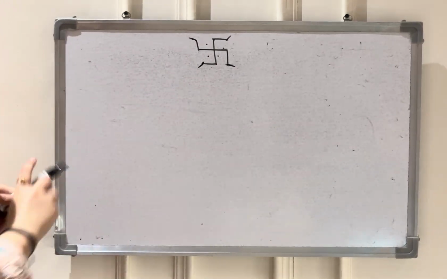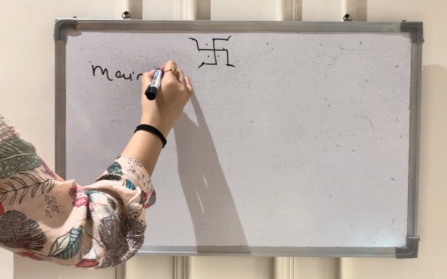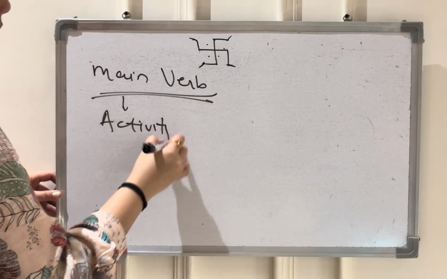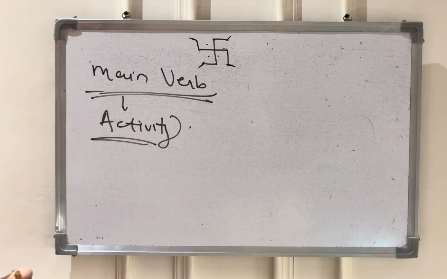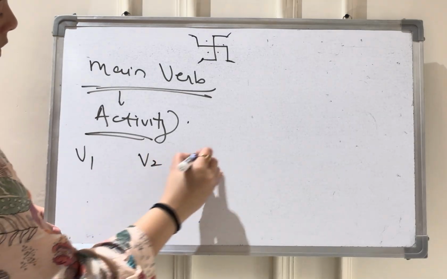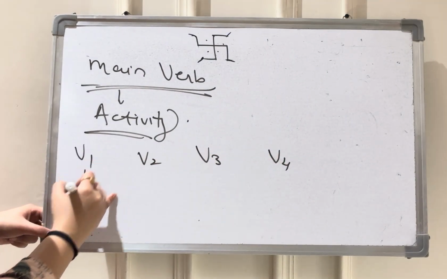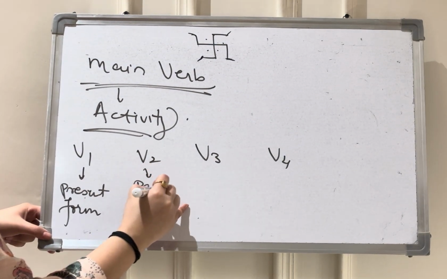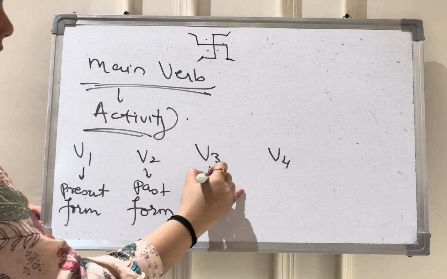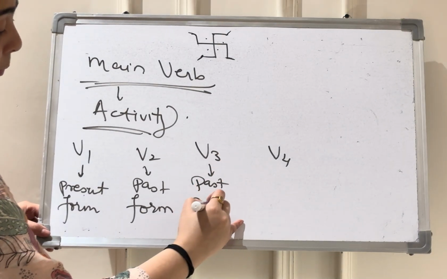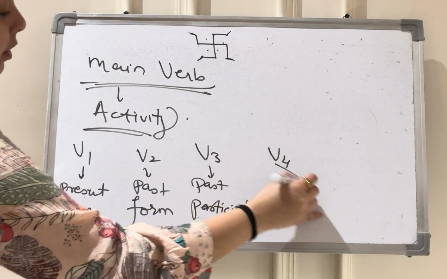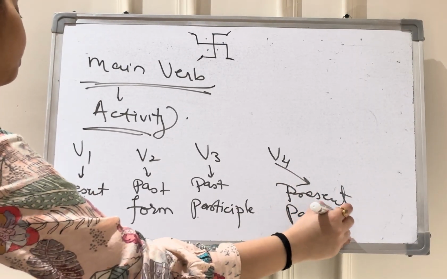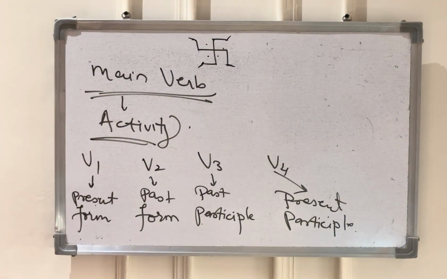What is main verb? Main verb means any activity that is happening in the sentence, that is happening in the conversation. That is my main verb. Now in main verb there are four types: V1, V2, V3, V4. V1 is the present form. V2 is the past form. V3 is the past participle and V4 is my present participle. Right? V1, V2, V3 and V4.